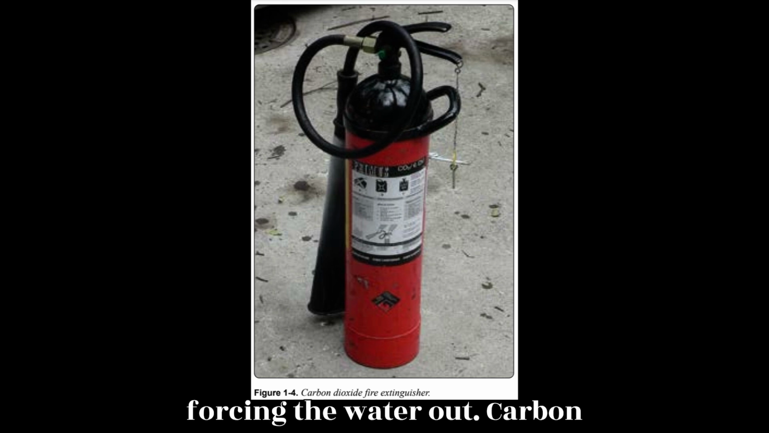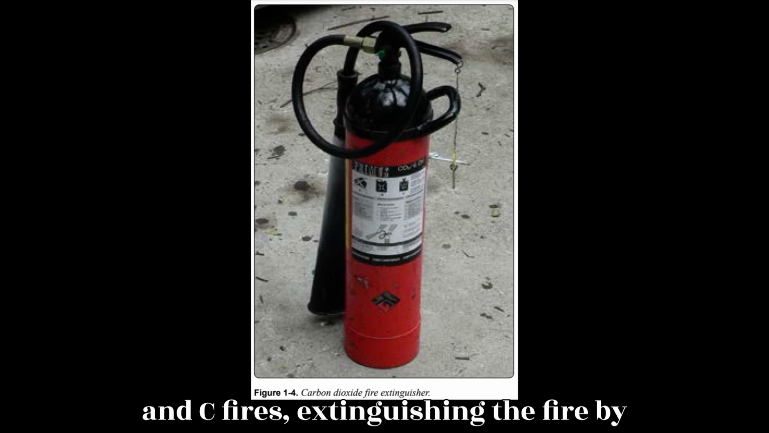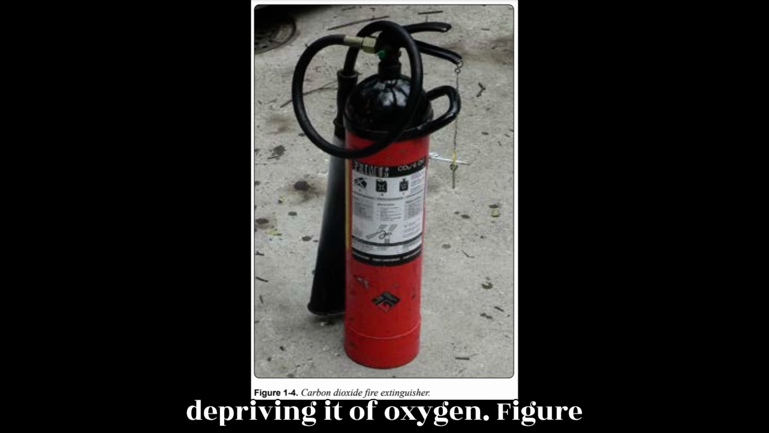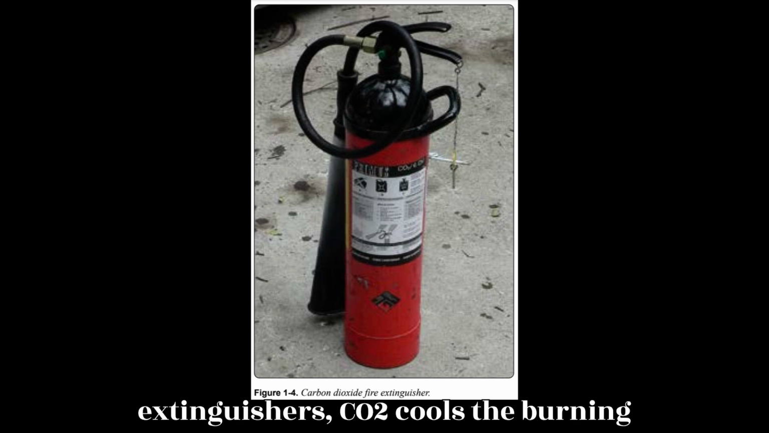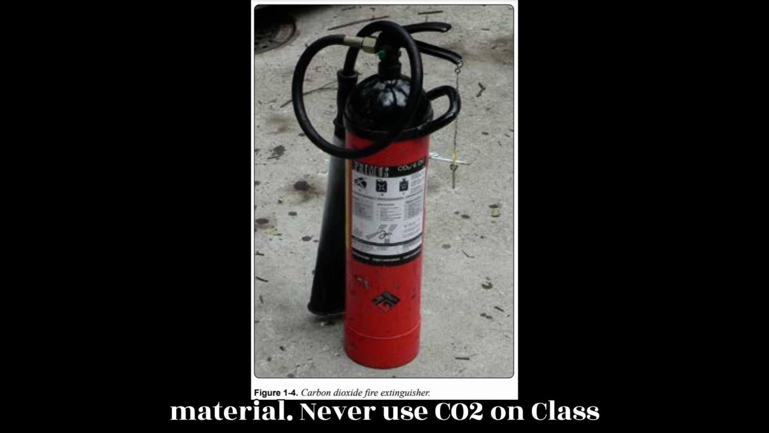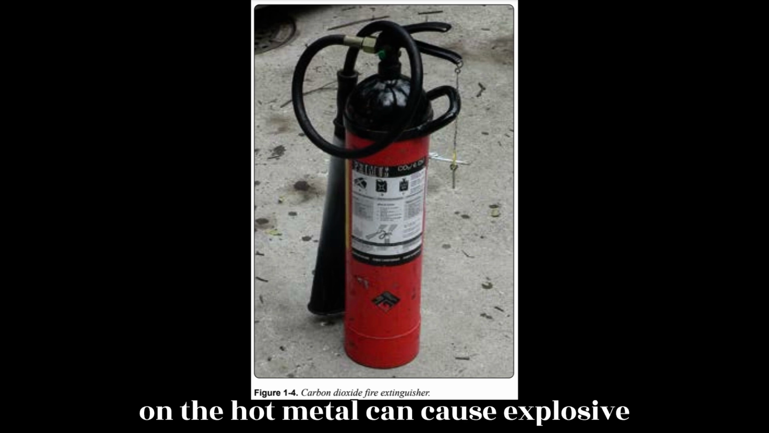Carbon dioxide, CO2, extinguishers are used for Class A, B, and C fires, extinguishing the fire by depriving it of oxygen. Figure 1.4. Additionally, like water-type extinguishers, CO2 cools the burning material. Never use CO2 on Class D fires. As with water extinguishers, the cooling effect of CO2 on the hot metal can cause explosive expansion of the metal.